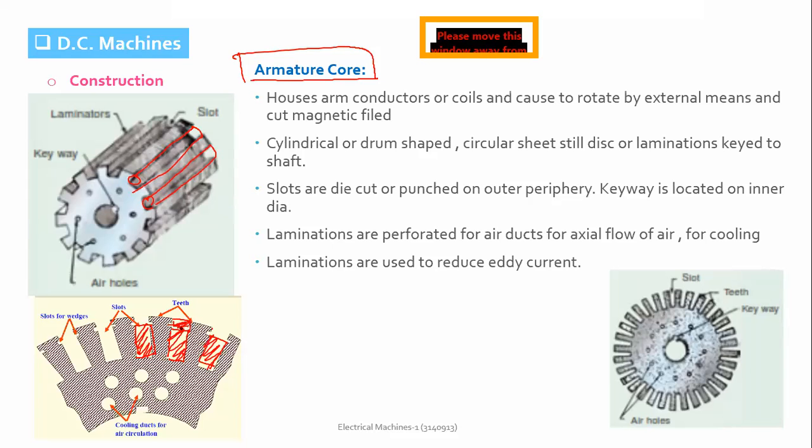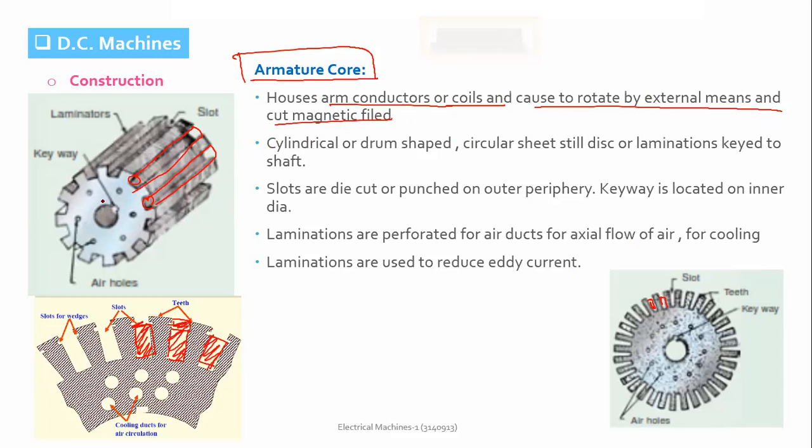Okay, this one, you can see. It houses the armature conductors or coils, and they are rotated by external means to cut the magnetic field. Here this armature core is mounted on the shaft. This is a shaft you can see here.